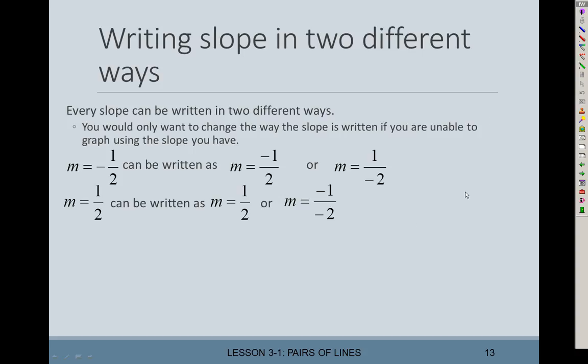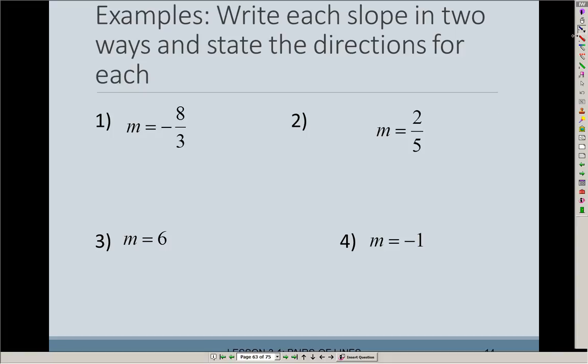So let's practice some of those. If a slope is negative 8/3, we could write that as negative 8 over positive 3, which goes down 8 and right 3. Or we could write it positive 8 over negative 3, which goes up 8 and left 3. Remember, when the rise is positive, it goes up. When it's negative, it goes down. When the run is positive, it goes right, and when it's negative, it goes left.